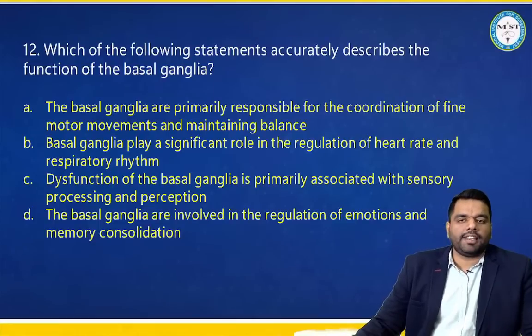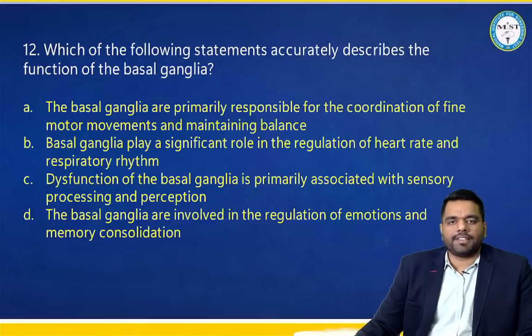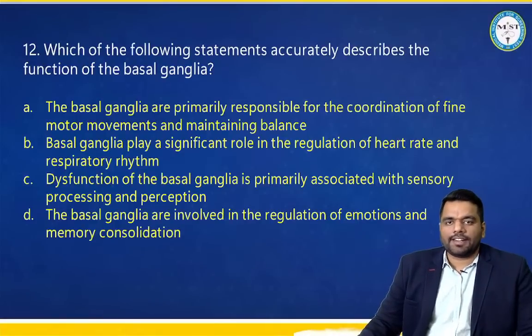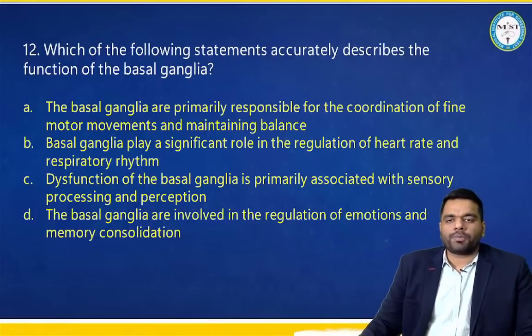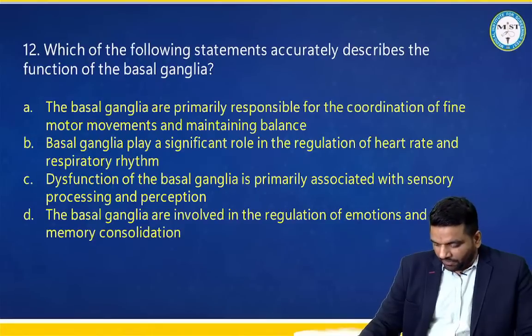First option: the basal ganglia are primarily responsible for the coordination of fine motor movements and maintaining balance. Option B: the basal ganglia play a significant role in the regulation of heart rate and respiratory rhythm. Option C: the dysfunction of the basal ganglia is primarily associated with sensory processing and perception. Option D: the basal ganglia are involved in the regulation of emotions and memory consolidation. Please answer me.